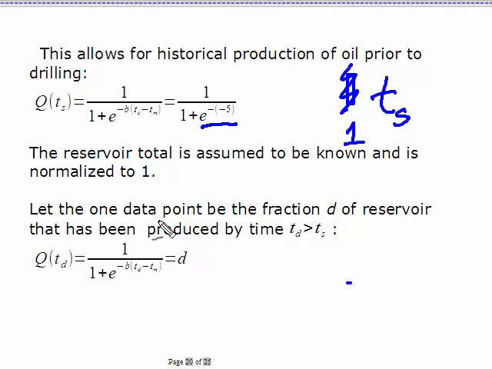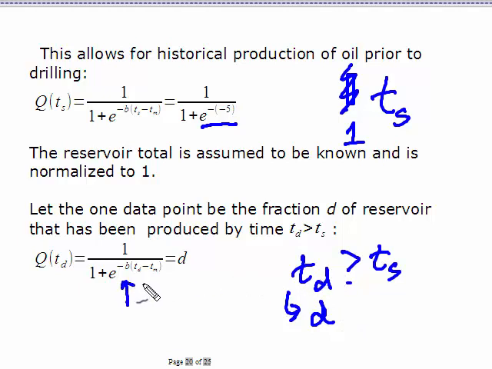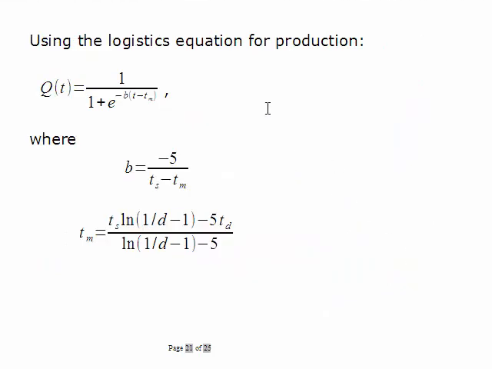Then I will take one data point. I'll say that at some time TD, which is greater than the start time, I know the fraction of the reserve that's been produced. I'll call that D. That gives me two equations. I'm trying to fit two unknowns, this b and the Tm. Ts I know. With some algebra, you can solve for b and for Tm, which is going to be the maximum rate of production based on that data point.